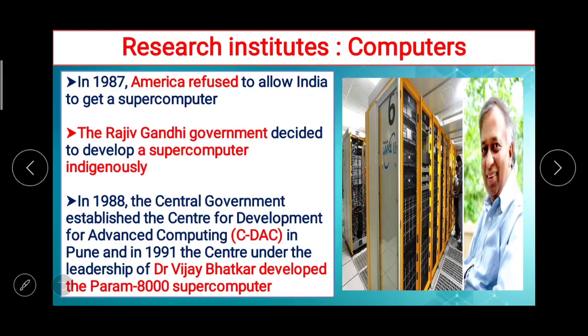In 1987, America refused to allow India to get a supercomputer. Then the Rajiv Gandhi government decided to develop a supercomputer here in India only. So in 1988, the central government established the Center for Development of Advanced Computing, that is CDAC, in Pune. And in 1991, the center under the leadership of Dr. Vijay Bhatkar developed the Param 8000 supercomputer.